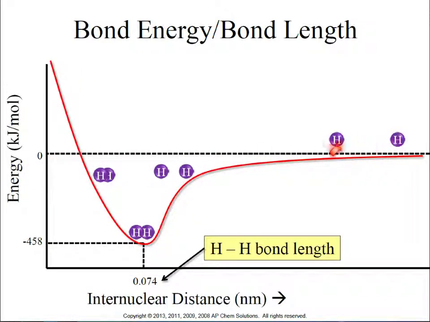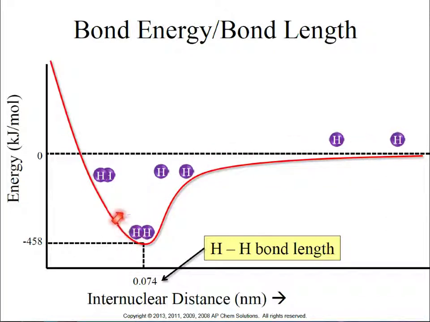When those two hydrogens come closer together, you can see that they're starting to lose some of their potential energy as they move closer, because the nucleus is attracting these electrons and that nucleus is attracting these electrons. As they get closer and closer, eventually they hit this low point, and that is the point where the hydrogen-hydrogen bond forms.